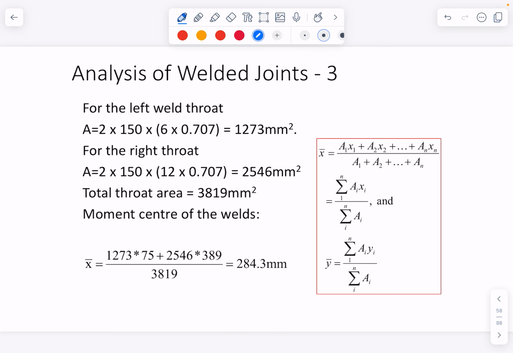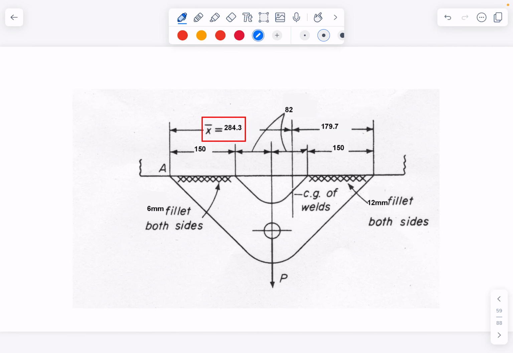So, we can go through that same sort of analysis. The left weld has this area, right weld has a much bigger area. So we've got a much bigger throat area, so that sounds useful, doesn't it? We've then got to work out where the centre of mass is for all of these big welds. And we find that it's 284.3. All right. So what this means is instead of putting this load here, it's equivalent to acting through here, but we also get a moment in the system because we're off centre.